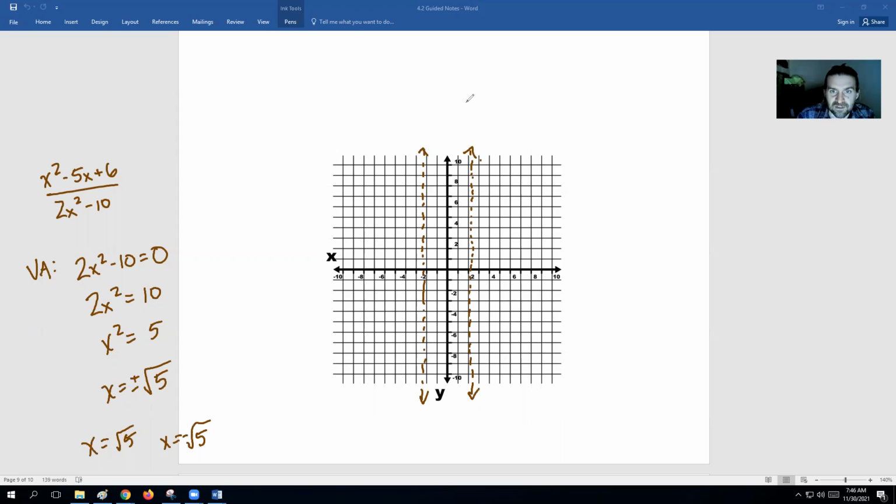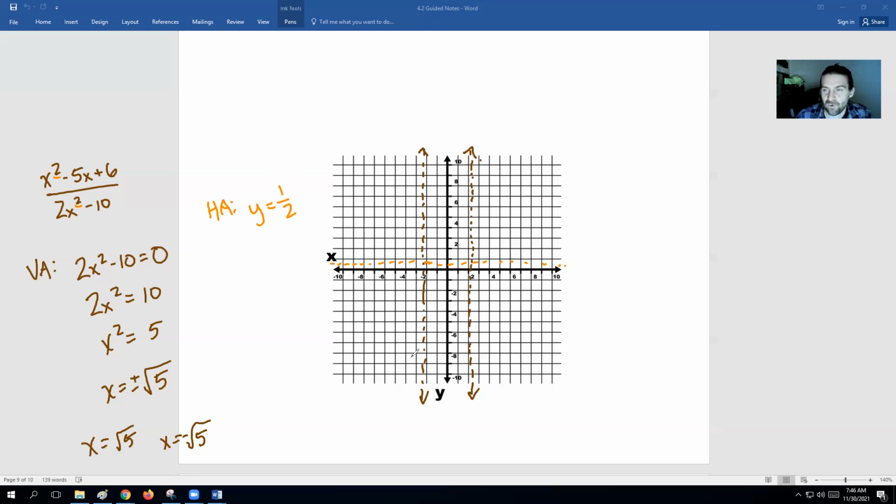Okay, horizontal asymptotes. We look, okay, degrees match. Hasn't been tricky yet. So it's just going to be leading coefficients: 1 is one, the other one is 2, so 1 over 2 is 1/2. So we got a graph that looks like such.